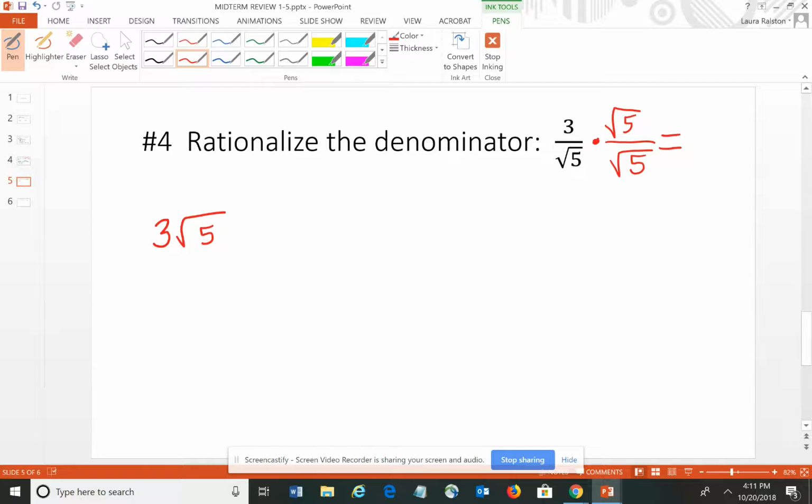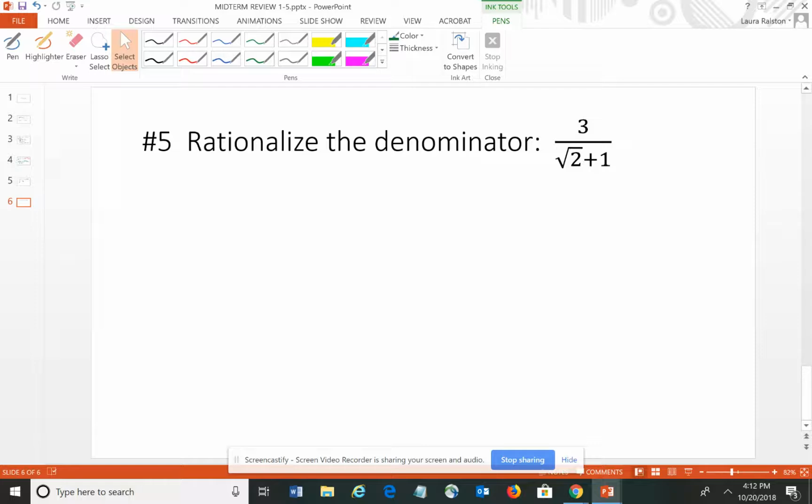So when I multiply the numerator and the denominator by square root of 5, I get 3 square root of 5 all over square root 25. But square root 25 will simplify. It's a perfect square because we forced it to be. So I have 3 square root 5 over 5. And I have successfully eliminated the radical from the denominator.